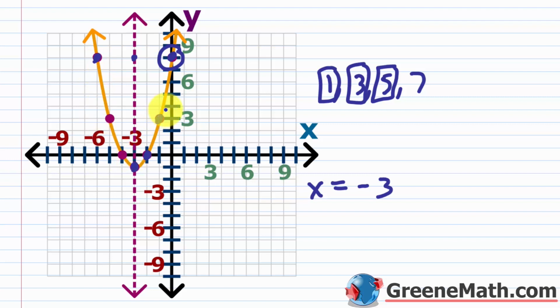Again, you could do the same thing with this point. You could take this and fold it across the line and get here. Take this, fold it across the line and get here. And then once you have enough points, you can sketch a pretty accurate graph.